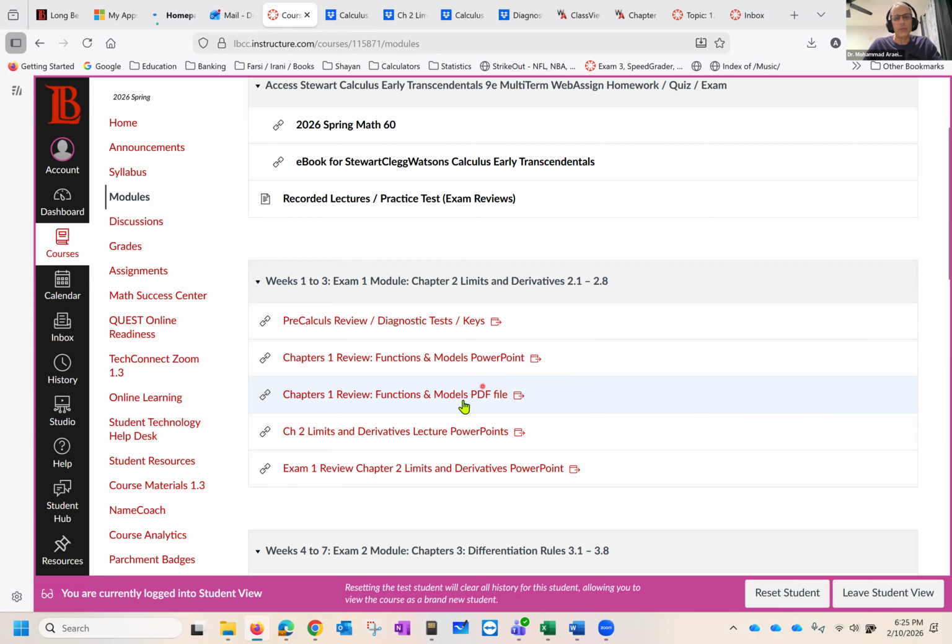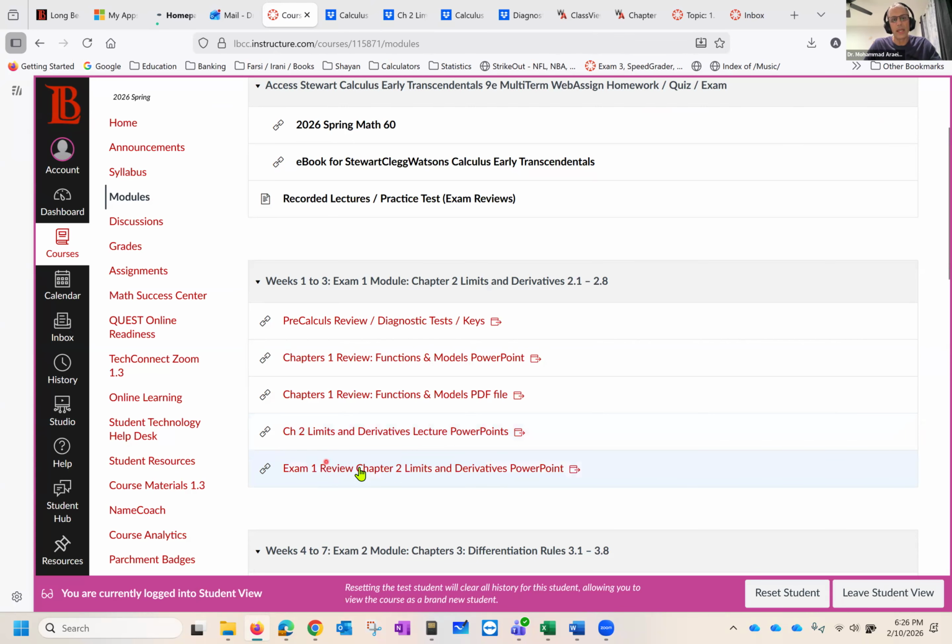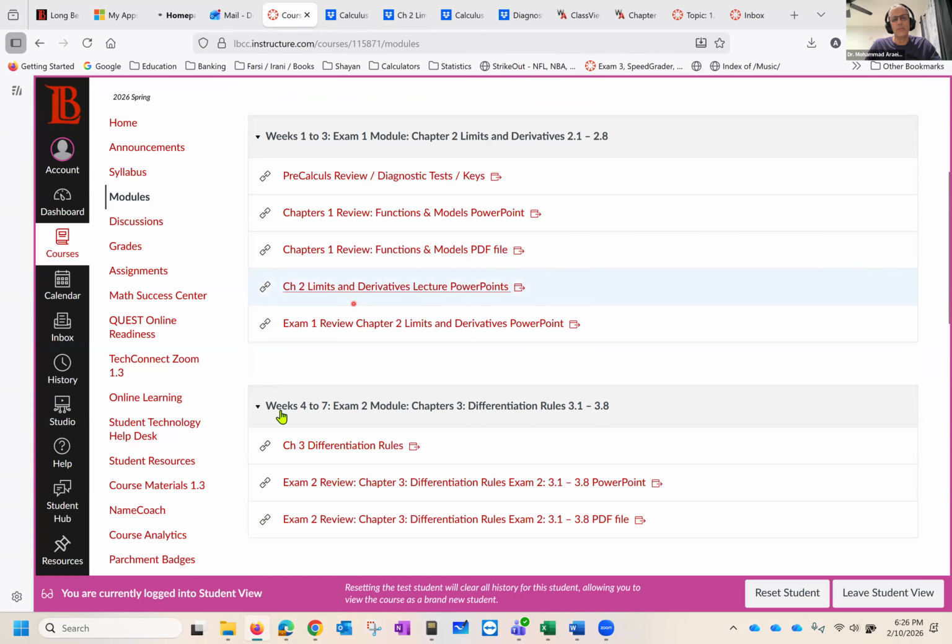In the form of a PowerPoint and PDF file. We have the lectures for chapter 2 section by section in the form of a PowerPoint and exam 1 review. Everything can be found here. This is important for you to remember. When we're done with the first module, then you know what to do with the rest of them.